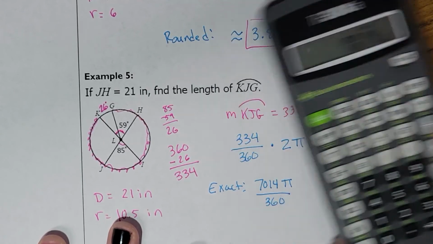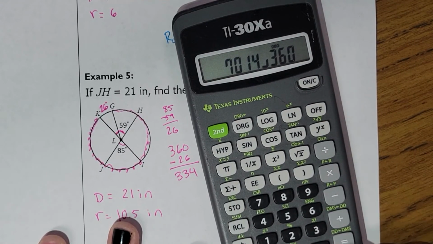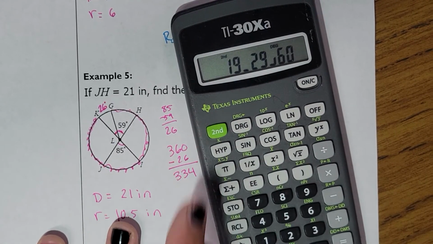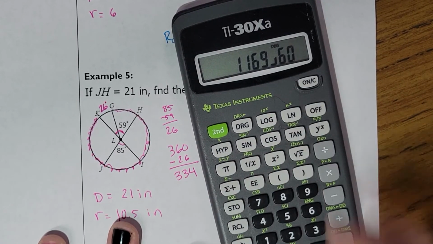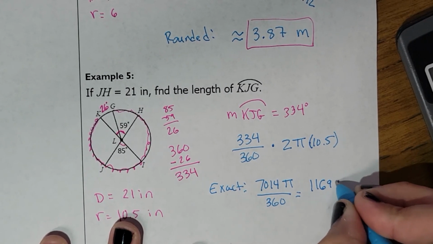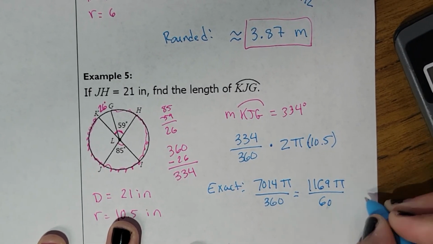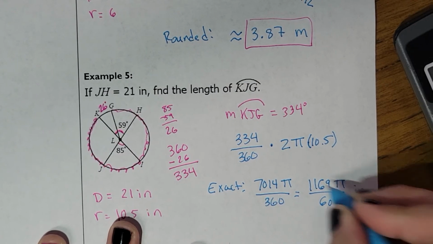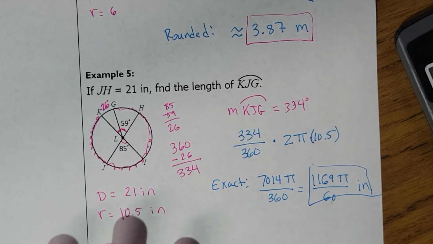That is really big to simplify, but again, use your fraction button. 7,014 ABC 360 equals. I don't want mixed numbers, so second fraction again: 1,169 pi over 60, and it was inches. Boom, there's the exact answer if they ask for it.